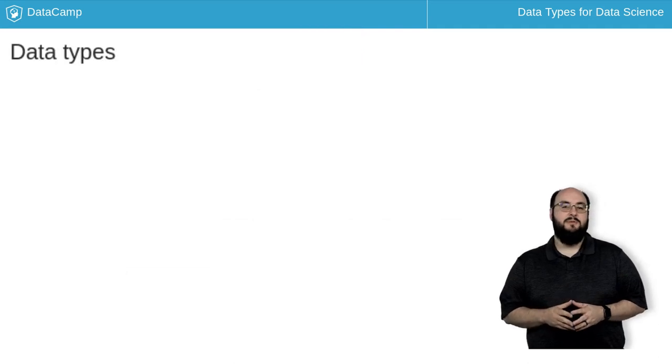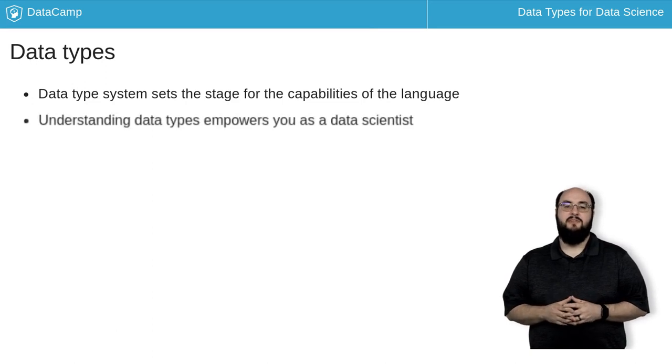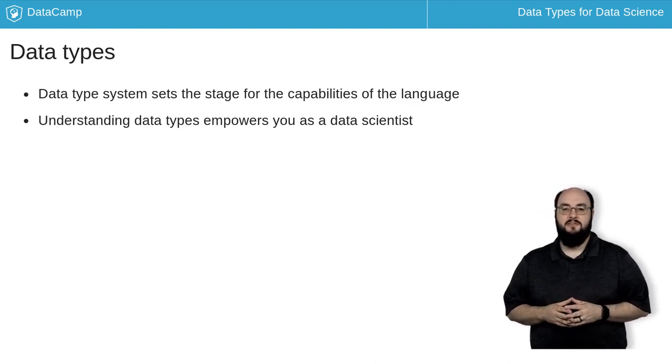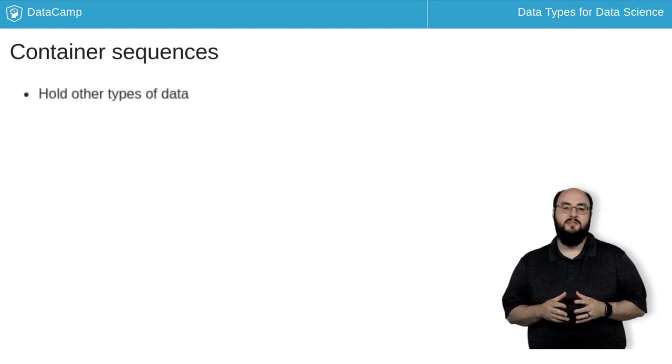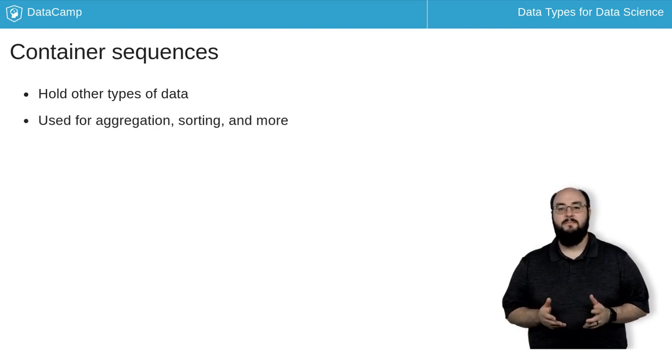In most programming languages, the data type system sets the stage for the capabilities of the language. Understanding how to use the fundamental data types of a language greatly empowers you as a data scientist. You've already encountered integers and strings, so let's start with container sequences. A container sequence gets its name because it holds a sequence of elements of other data types. In the data science world, we'll use these containers to store our data for aggregation, ordering, sorting, and more.